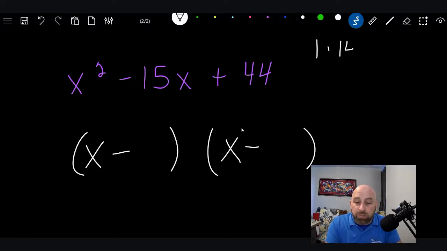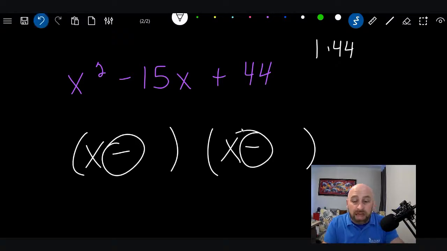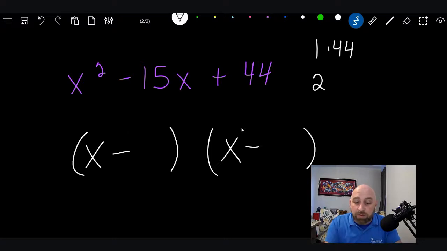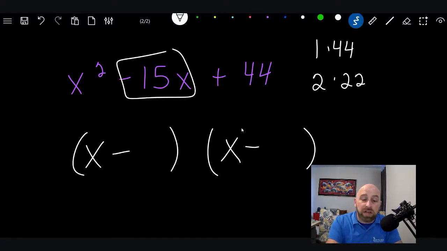So now we come to 44 and we factor 44. 1 times 44. Well, actually we're adding this time because the signs are the same, right? When the signs are the same, we add. So that's going to give us 45. That's not going to work. How about 2 times 22? When we add those, it gives us 24. We're still looking for negative 15 there.